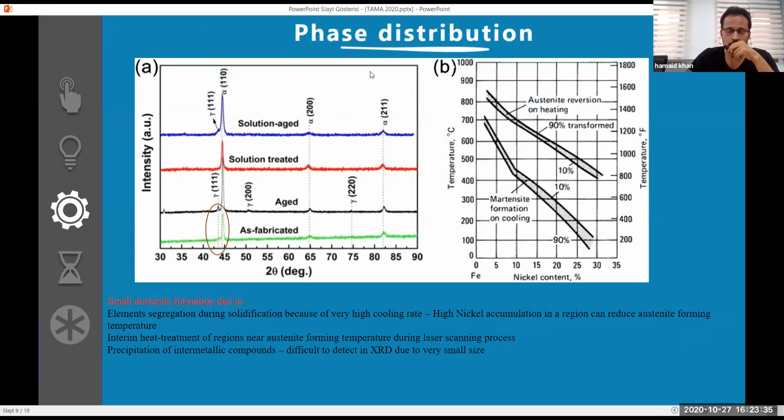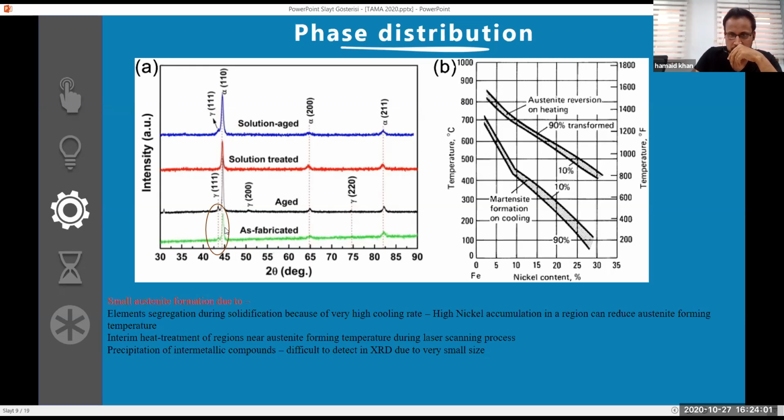Okay, the phase distribution. The unique property that defines the maraging steel is the phase formation. Now, looking at the XRD peaks, you can see that mostly two phases are shown here, martensite and austenite. Martensite has a preferred orientation around the 110 direction, and the austenite has the 111 direction. Now, this is the as-fabricated state we are talking about. There are different states like aged and solution treated, which we'll discuss later on.